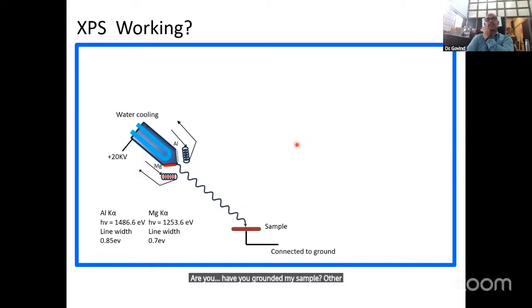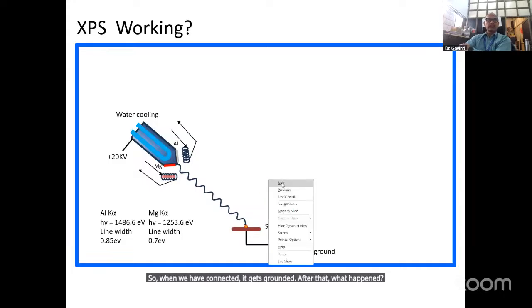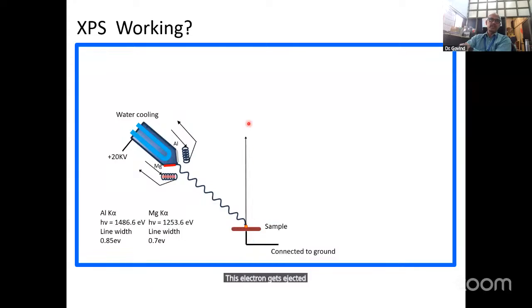Otherwise, after interpretation, what will happen? "Arre, my peak got shifted." So what to do? You just have to confirm that with the operator. When we have connected it, it gets grounded. After that, what happens? The electron gets ejected and travels in a straight line.